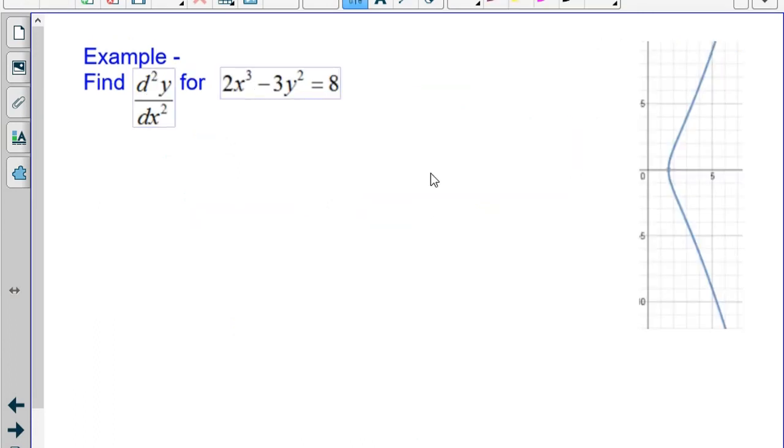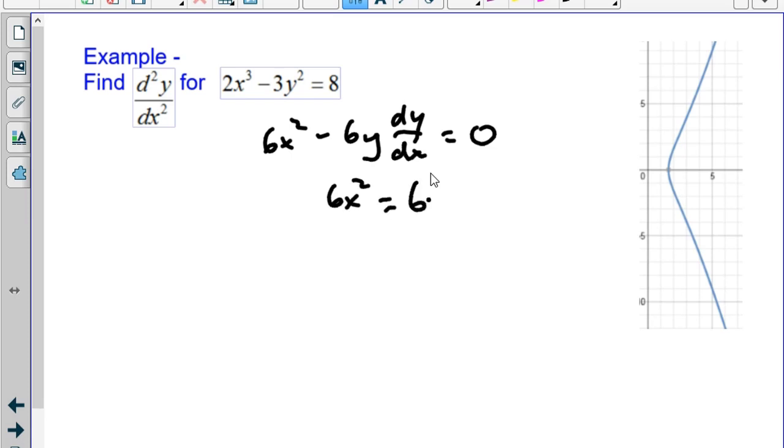The next problem that we're going to do is finding d squared y over dx squared of 2x cubed minus 3y squared equals 8. This is really taking the second derivative. So what we're going to do is take one derivative, and then we'll take the derivative of the derivative. So 6x squared minus 6y dy/dx equals 0. We will then solve for dy/dx. So we get 6x squared equals 6y dy/dx, and then divide through, and we get x squared over y equals dy/dx. We will then take the second derivative.